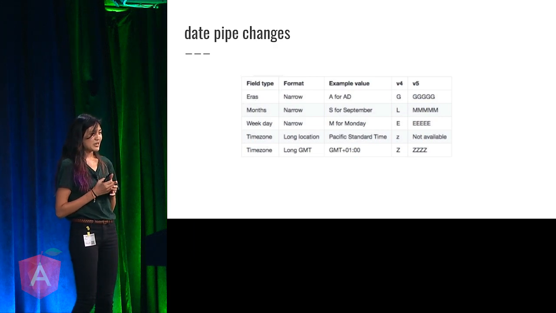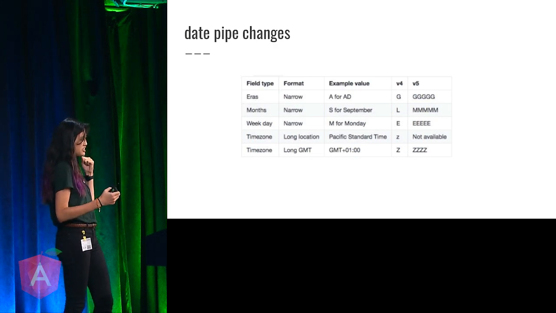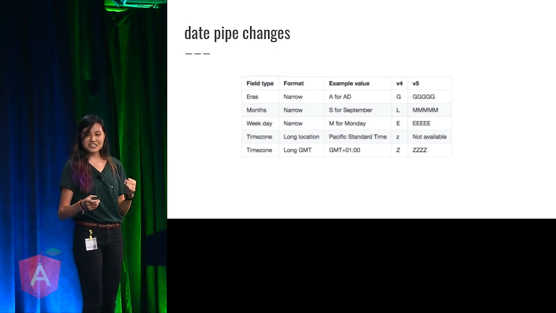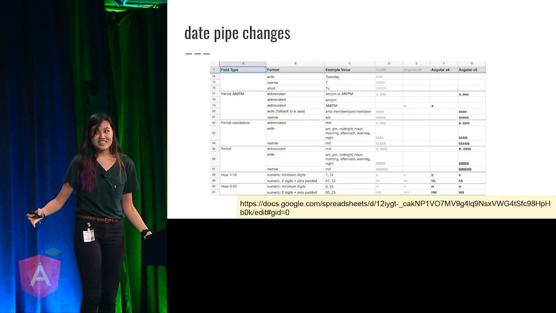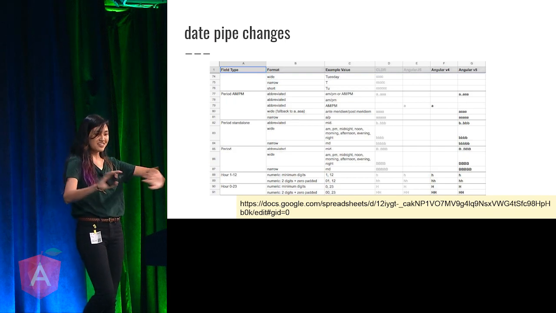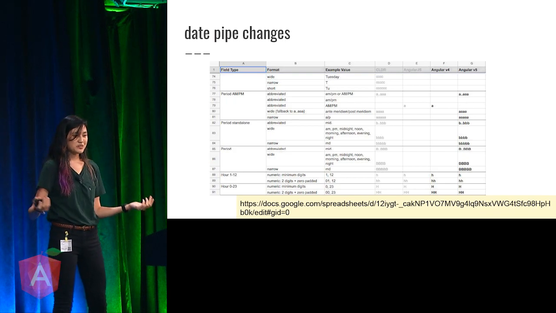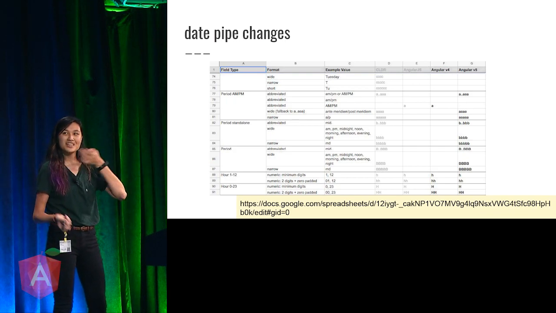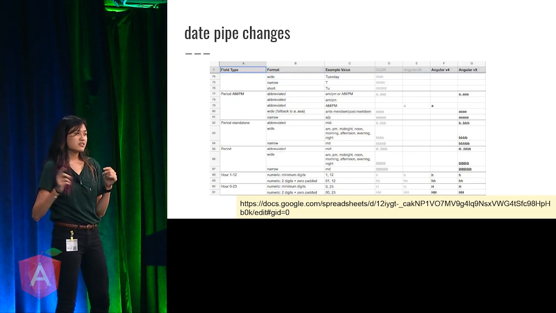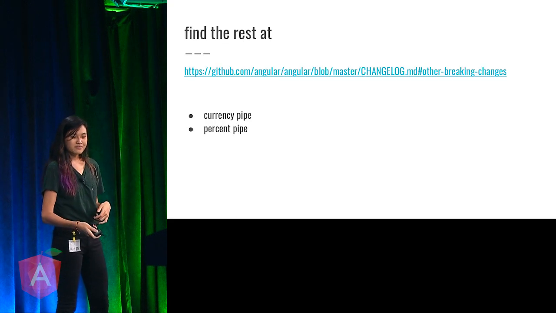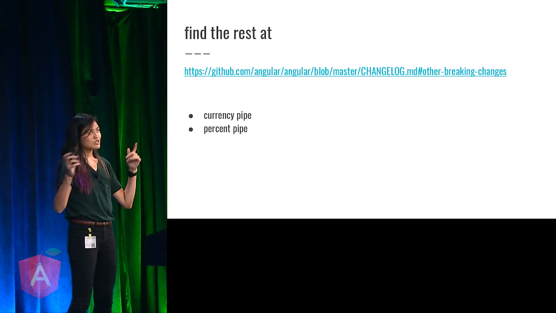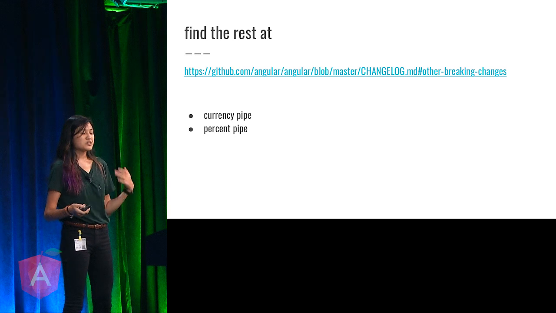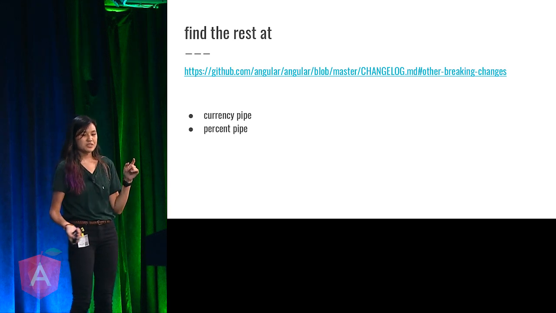Okay, so there are also date pipe changes. There are actually a lot of these, and I'm not going to go through all of them, but there is a very detailed Google Doc that lists all of them and how they differ between the two versions. We'll also be posting that on the meetup. Again, you can find the rest at this URL, also posted on the meetup. This also affects currency pipes and percent pipes.